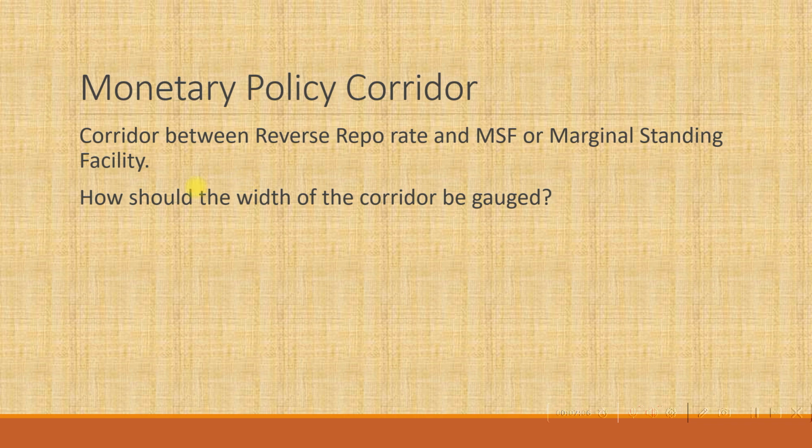Now, the width of the corridor, how can it be gauged? The width of the corridor should be in such a manner that it should be narrow enough to induce volatility in short-term money market rates, and it should be wide enough so that it does not stunt the development of the short-term money market, especially by taking away the incentive from market participants to deal amongst themselves before approaching the central bank. So that should be how the width of the corridor is gauged.